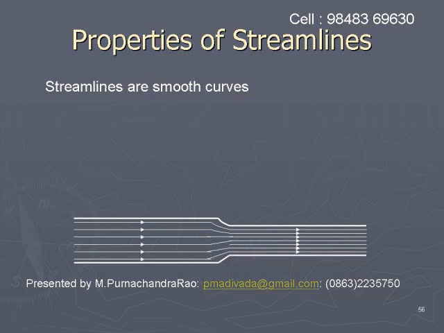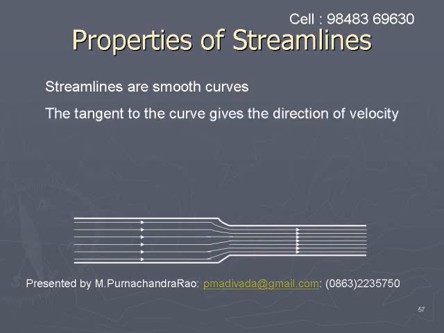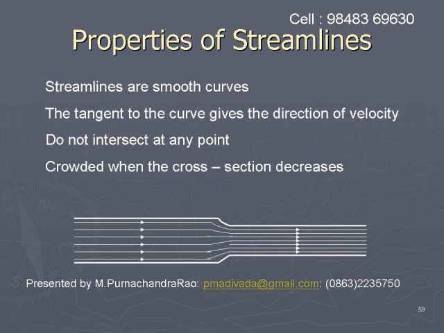Properties of streamlines. They are smooth curves. The tangent to the curved path is the direction of velocity of the fluid. The streamlines do not intersect with one another.